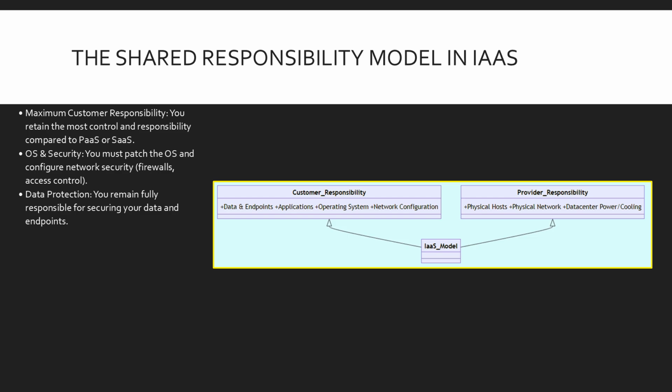This diagram breaks down the IaaS model into two classes of responsibility. The top block details customer responsibility, highlighting that you control the data, applications, OS, and network configuration. The bottom block lists provider responsibility, which is limited to the physical realm, hosts, networks, and data center utilities. This visual confirms that in IaaS, the digital assets are entirely your domain.